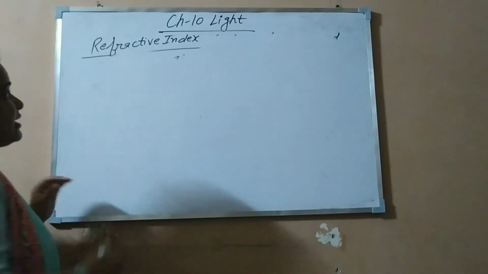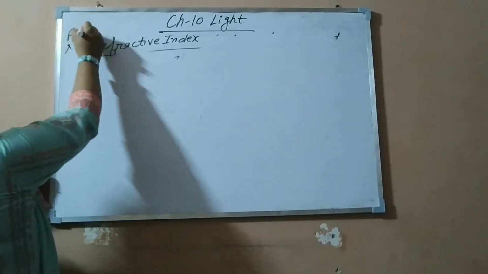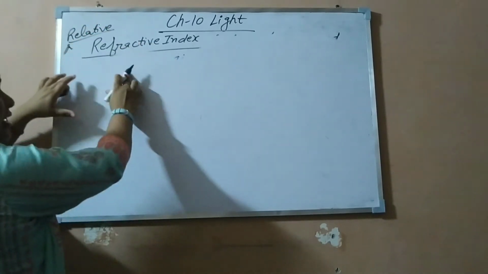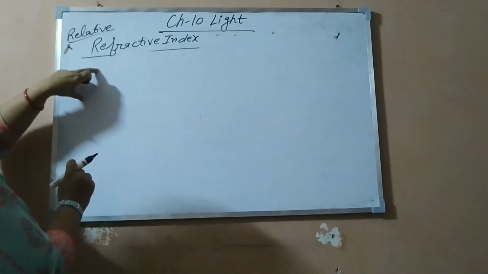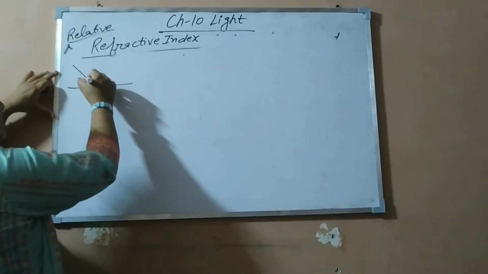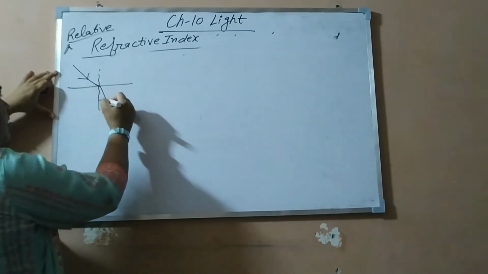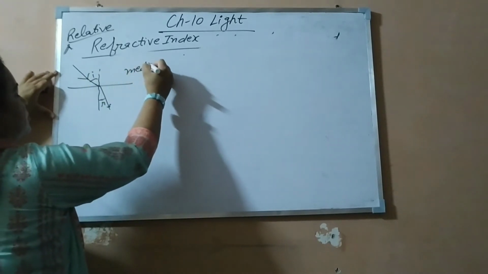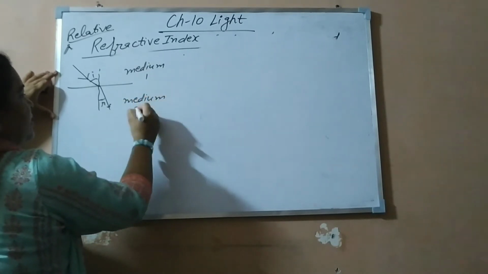What will we say at that time? We will say to that quantity the relative refractive index, when the first medium is other than air. So what is relative refractive index? For that we need two media. Let us take this is the first medium, this is the normal, bend towards the normal. So this is I and this is R. This is medium 1 and this is medium 2, other than air.